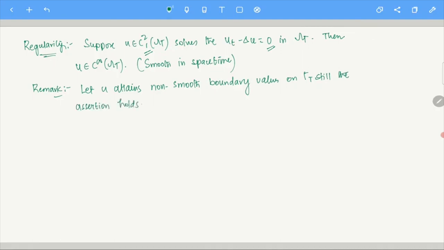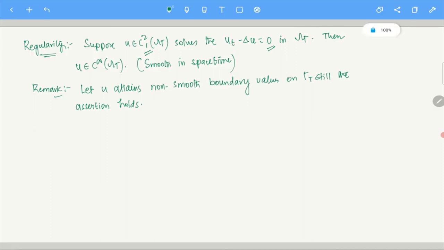What does that mean? One small thing which I missed is that I am not taking an intersection with C of the closure of Omega_T and all that. I am just saying that if u is C^2_1 inside the domain Omega_T, inside the cylinder, then it is C infinity inside the cylinder. You don't worry about the boundary. Of course, that also says that you can have non-smooth boundary values, okay? On the boundary you may not be continuous, but still inside it is smooth, okay?